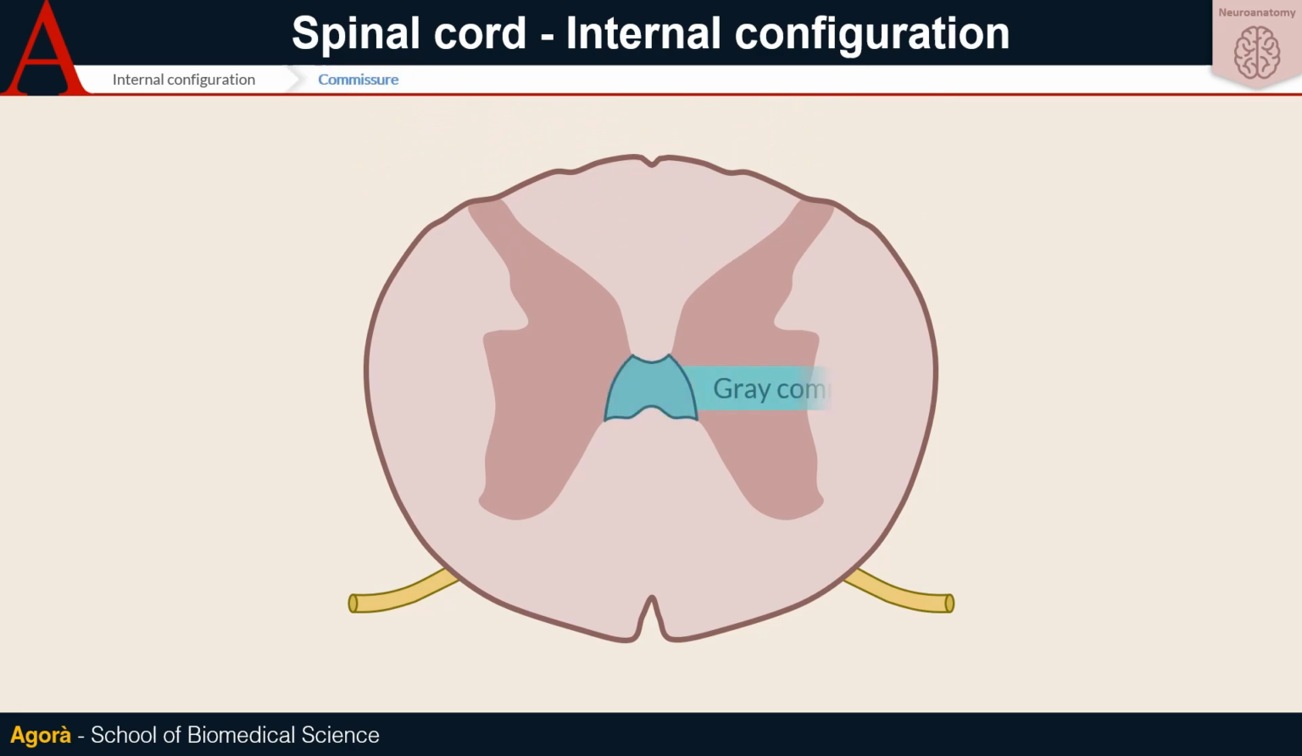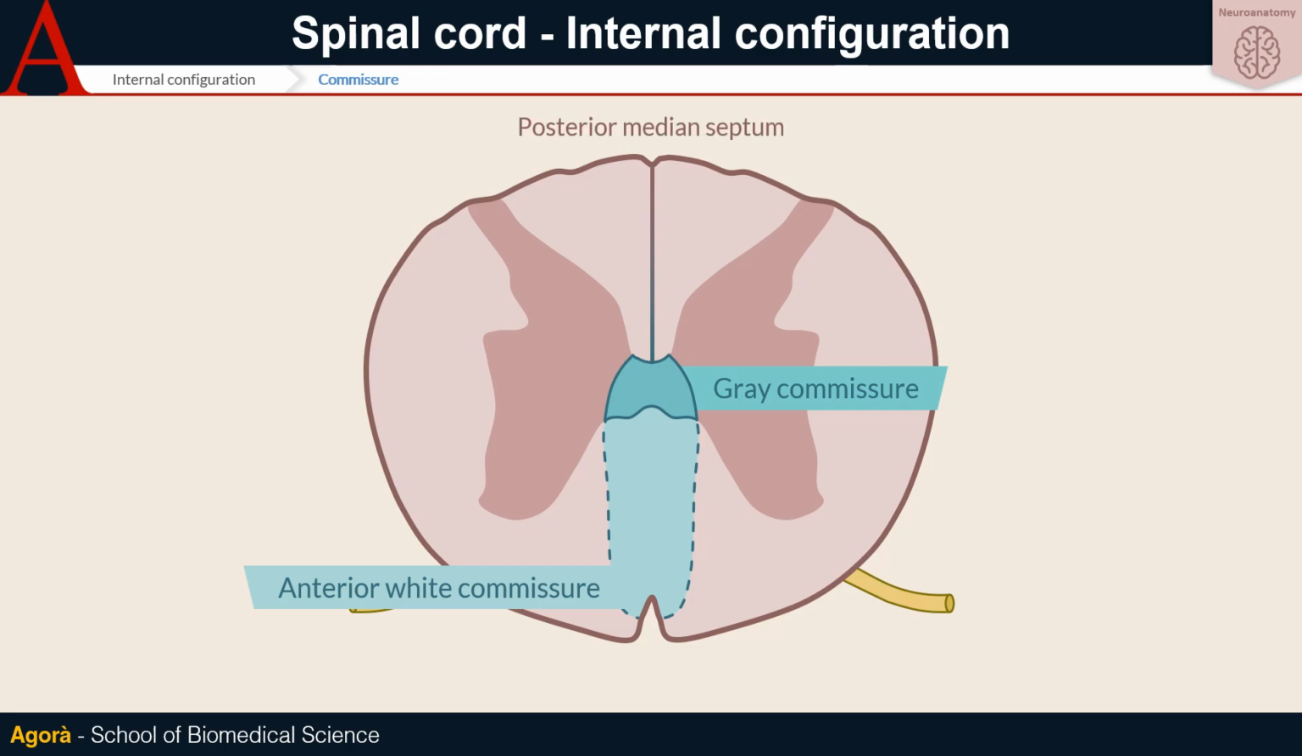The two symmetrical halves of grey matter within the spinal cord are connected by the grey commissure. In the area in front of the grey commissure, we find a layer of myelinated fibers called the anterior white commissure, which separates it from the bottom of the anterior median fissure. Instead, in the dorsal part of the spinal cord, the grey commissure is connected to the posterior median sulcus through a septum of glial cells called the posterior median septum.